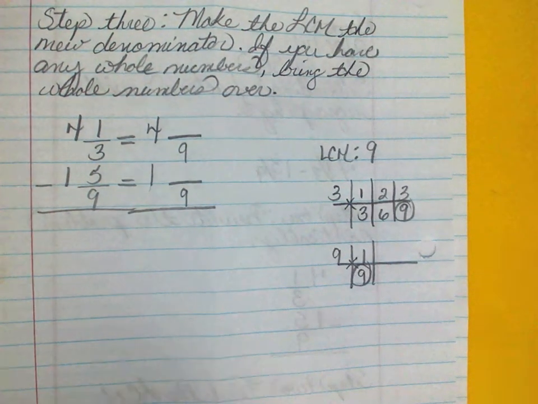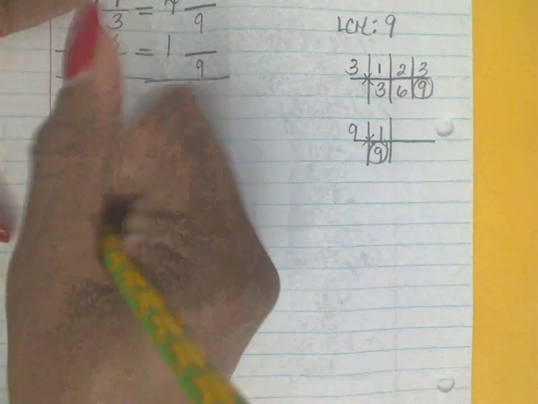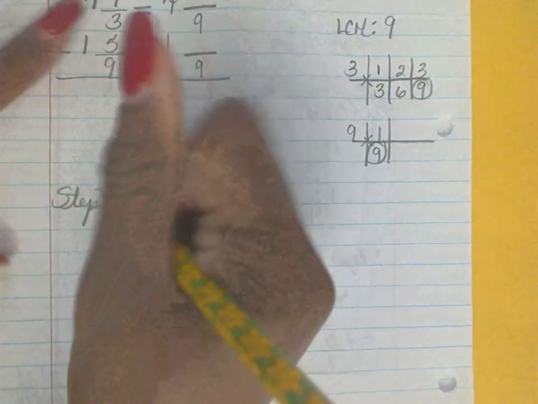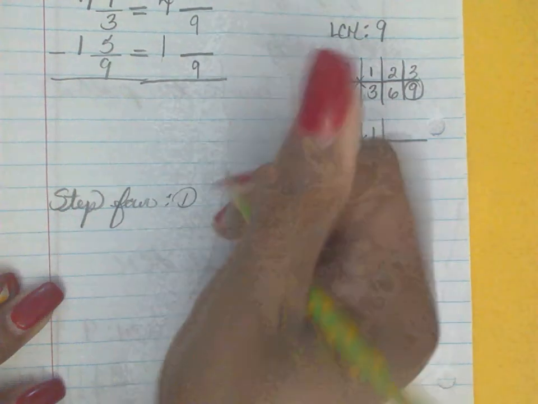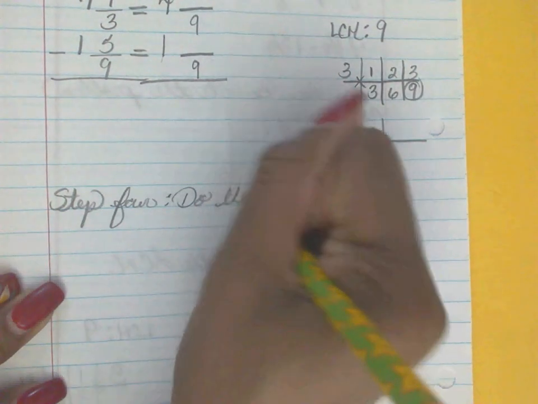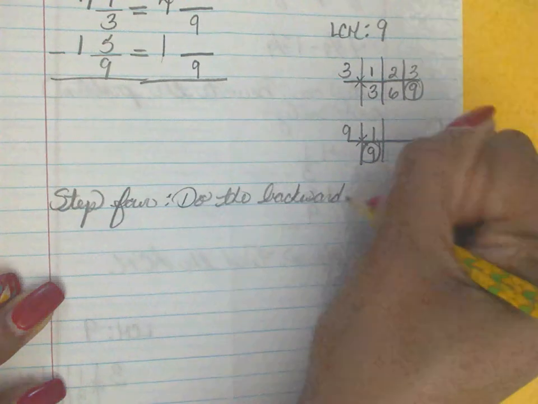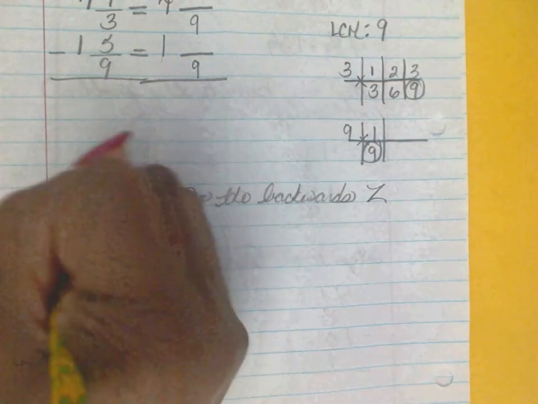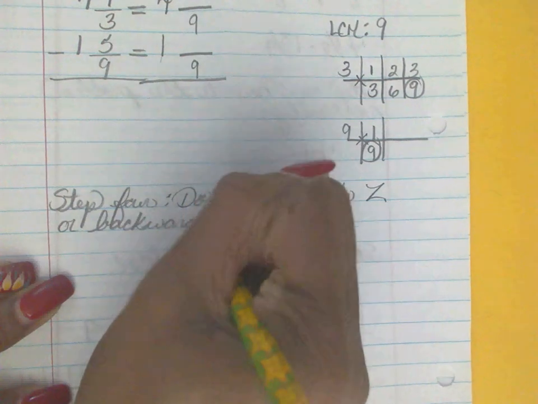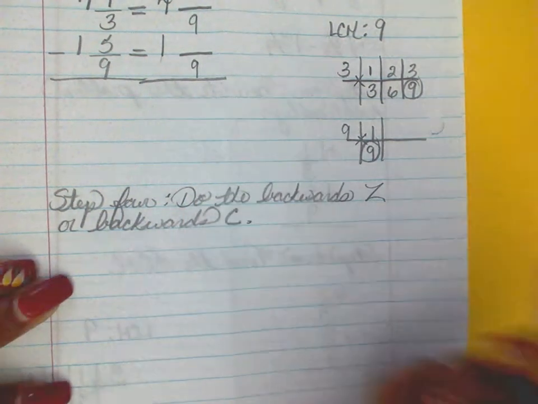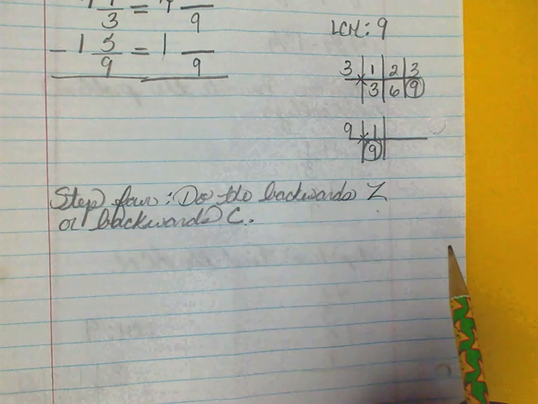All right, so now we go to step 4. Do the backwards Z or backwards C. Now when you write this rule, if you do the backwards Z, just write do the backwards Z. If you do the backwards C, just write do the backwards C. I'm writing both so that I can cover all students.